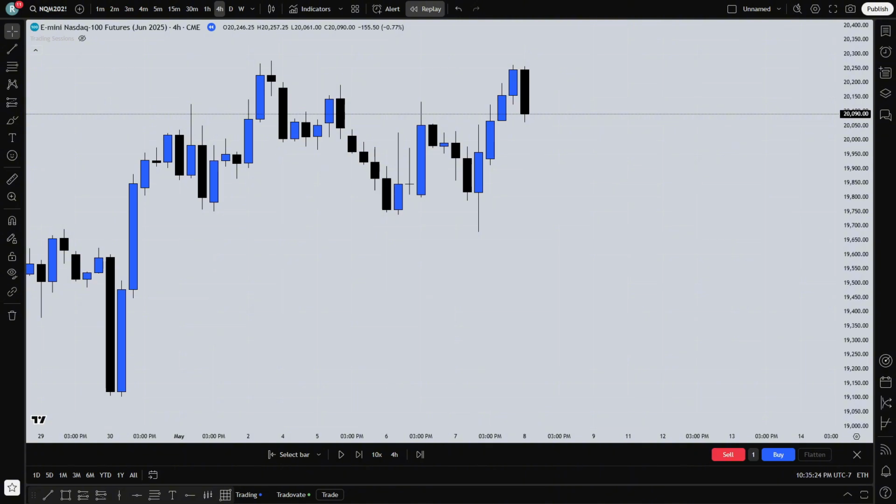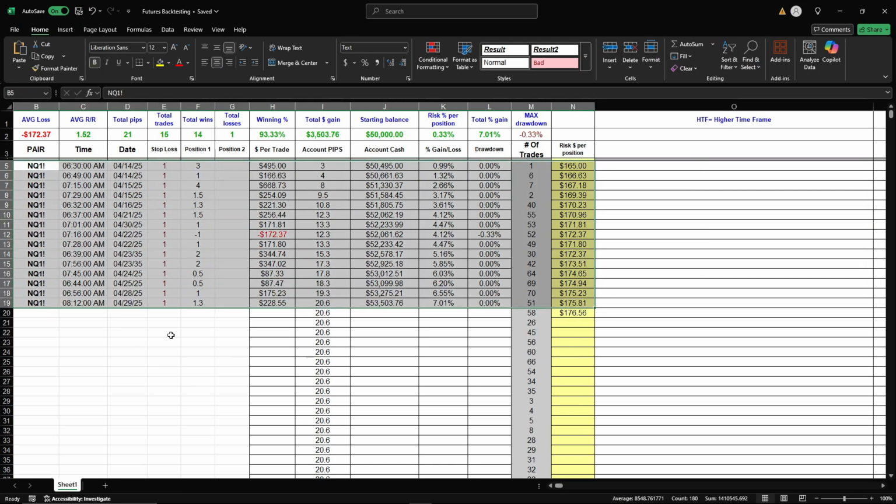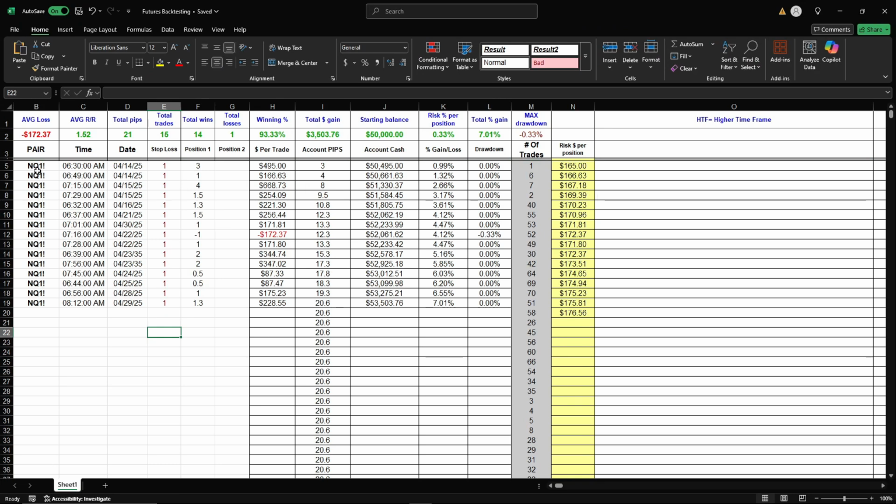I actually did pass a funded account with this strategy. So if we look here, 93% win rate based off 15 trades. I know 15 trades is not a lot, but I want to make this video quick, so I just backtested a little bit here. 14 out of 15 wins. Look at this, 93% win rate. Like, when do you see that?